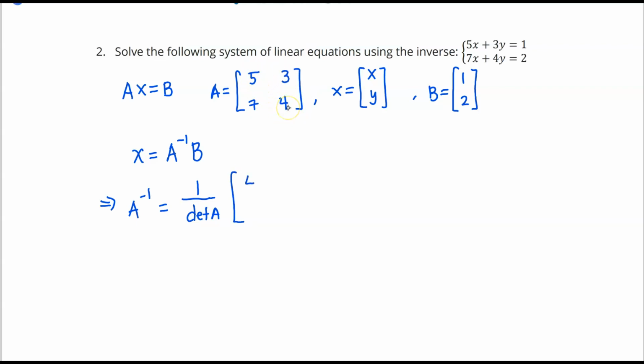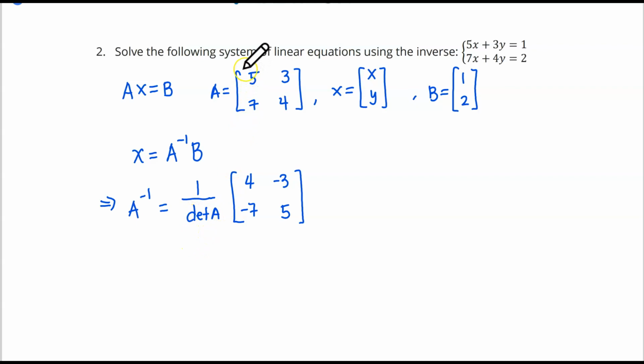here. We have 4, 5. So you just put 4 in here and 5 in here. So interchange these two. And then you negate the entries in this diagonal here. So we have negative 7, and then 3. This 3 here becomes negative 3. Okay.